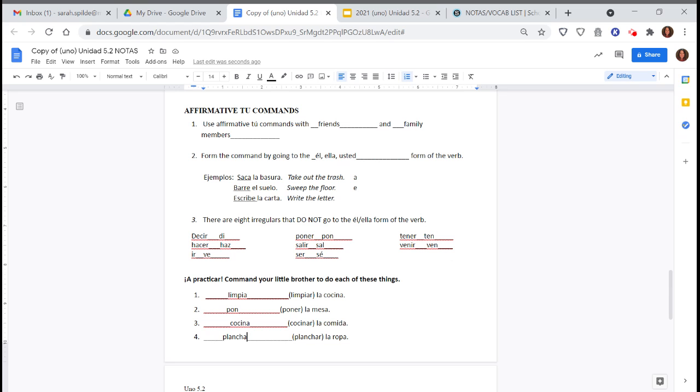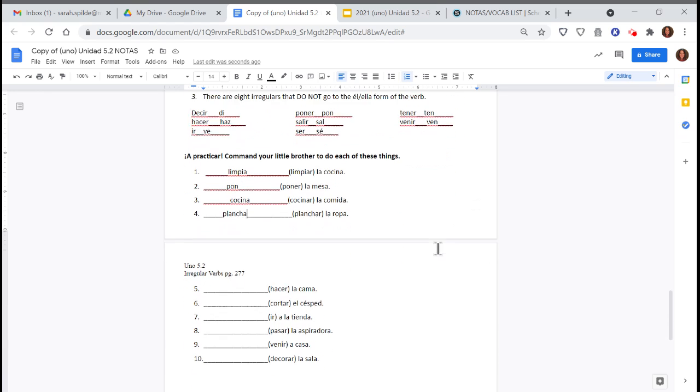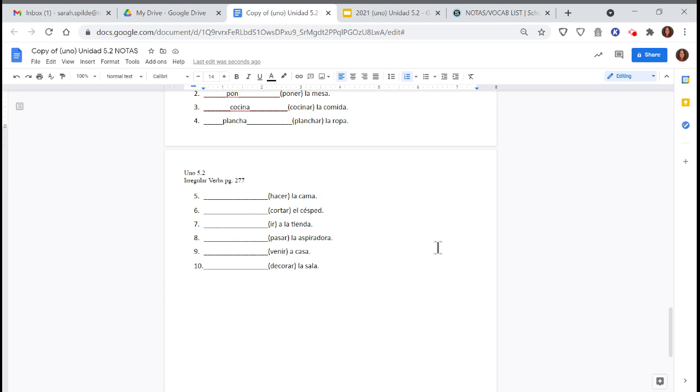So go ahead and do the rest of the practice sentences here and then check back with the slideshow. And once again, let me know if you have any questions.